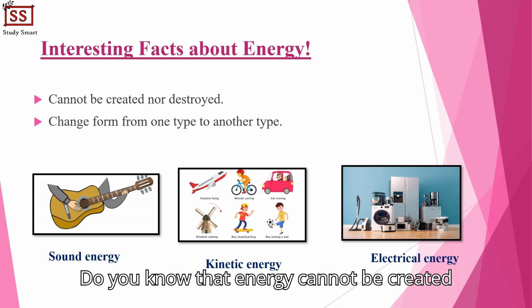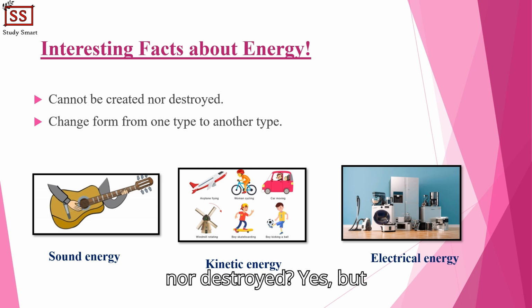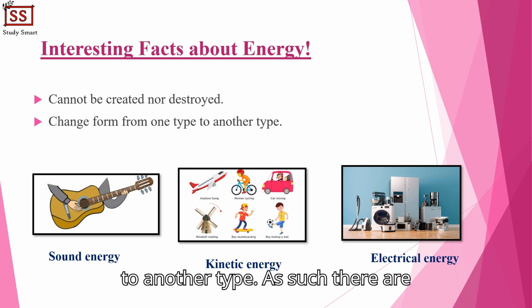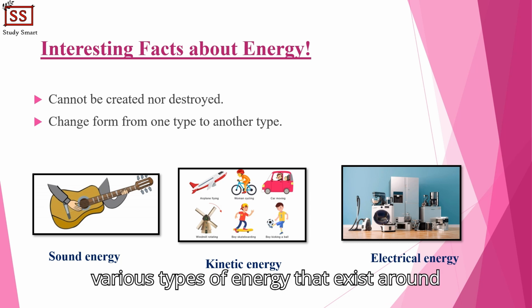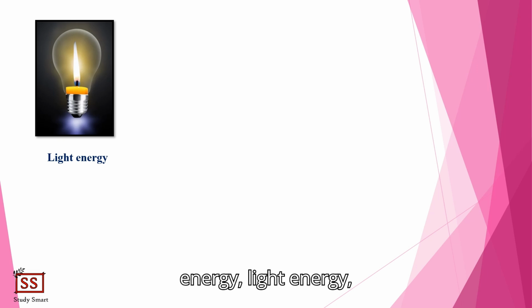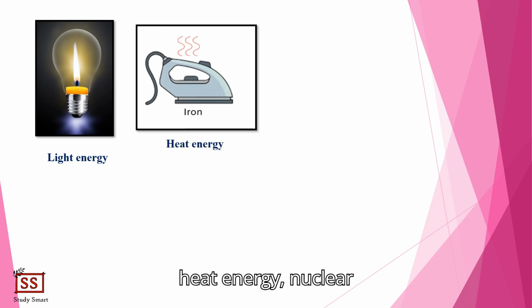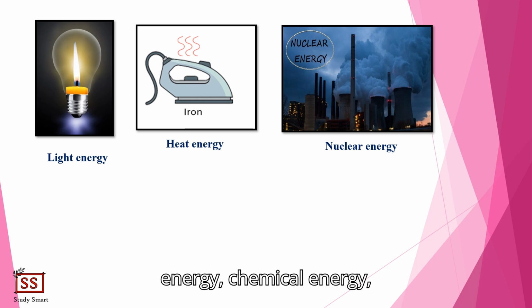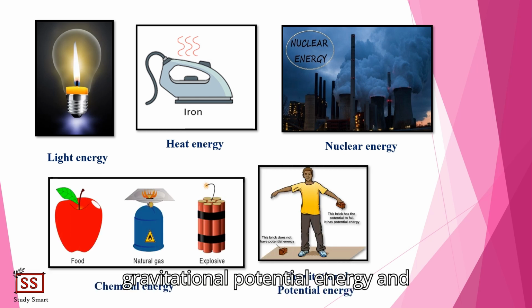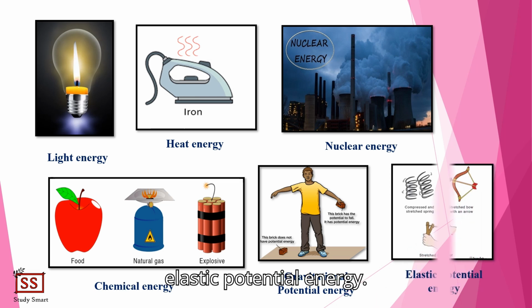Do you know that energy cannot be created nor destroyed? Yes, but energy can change the form from one type to another type. As such, there are various types of energy that exist around us. We have sound energy, kinetic energy, electrical energy, light energy, heat energy, nuclear energy, chemical energy, gravitational potential energy, and elastic potential energy.